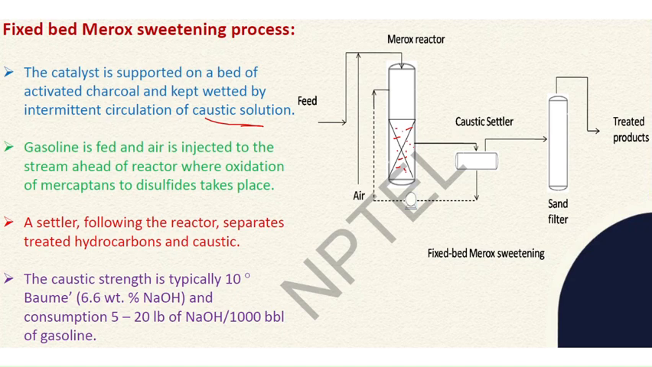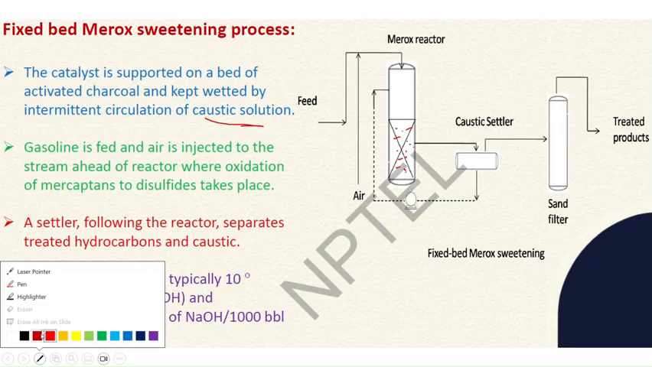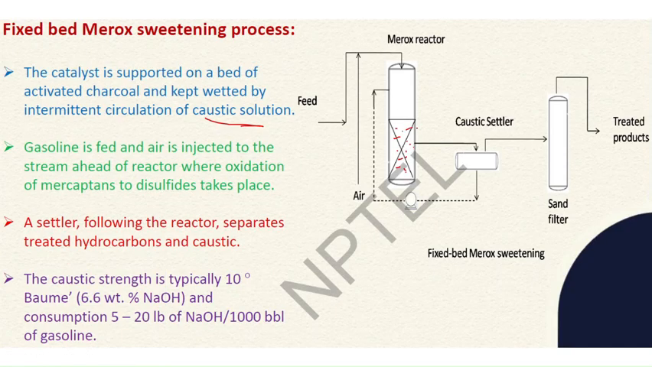Okay. This is the flow sheet of fixed bed Merox sweetening process. So here what happens is the catalyst is filled, supported on a bed of activated charcoal, and it is kept wet by a continuous circulation of caustic solution. Okay, the gasoline is fed and air is injected. Gasoline is fed from here. This is the gasoline feedstock, which is fed from here.